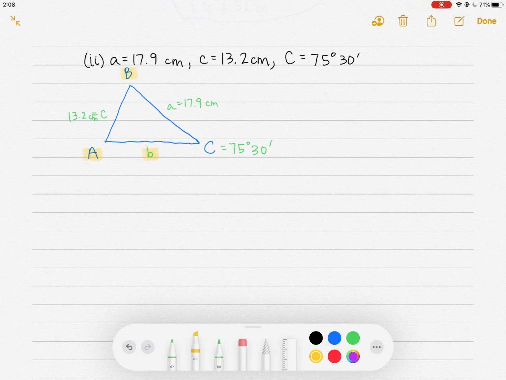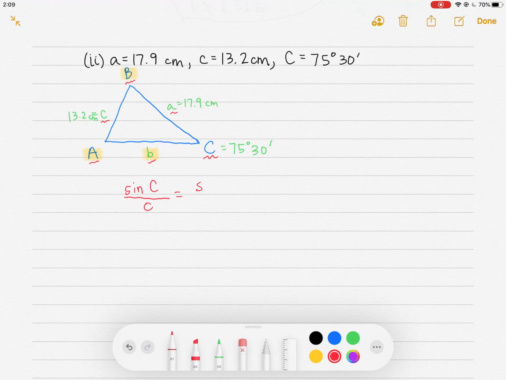So, in order to do the problem, based on what we're given, we know big C and little c, which means that I'm definitely going to be using my sine of big C over little c. And that is equal to either sine of big B over little b or sine of big A over little a. And which of those two do I have to pick?